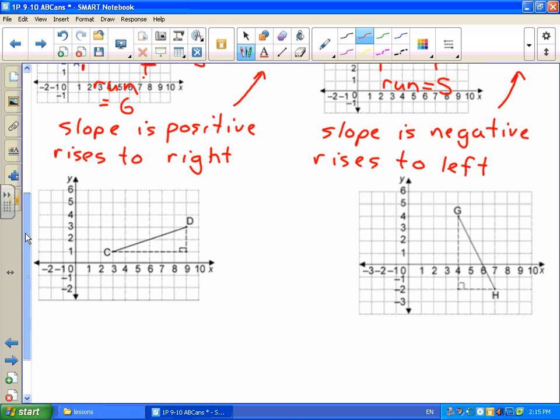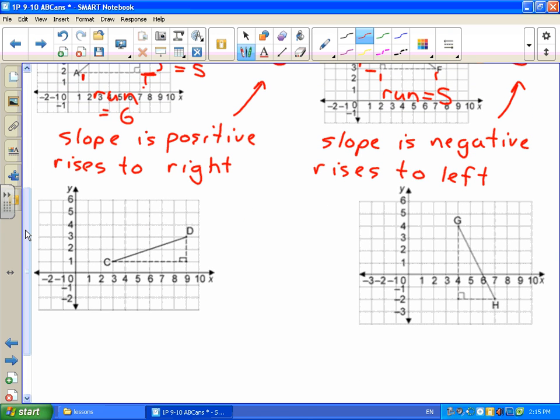So we've got two more examples down here. If we look at this line CD, is the slope going to be positive or negative? We can tell just by looking at whether it rises as it goes to the left or it rises as it goes to the right. This one rises as we go to the right, so the slope is going to be positive. If we look at the graph, we can work out what our rise and our run is going to be.